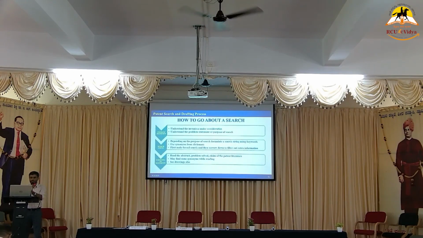So how to do a search? I have already shown. Understand the invention under consideration, understand the problem statement or purpose of the search, and depending upon the process, use synonymous keywords in the search string. When you are searching in any of the free versions, you need to put in a keyword. For example, in our case, what we showed is can. So you need to enter beverages, can, lid. Those keywords you need to enter and make sure it is getting narrowed down. We'll do it in the Google search, right?